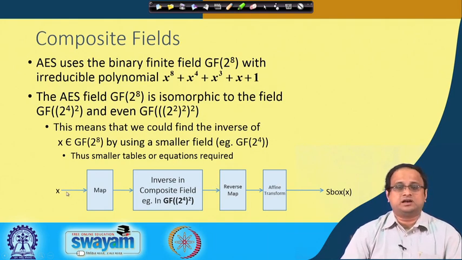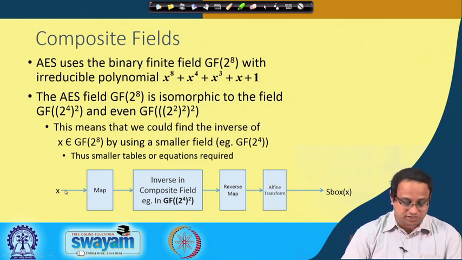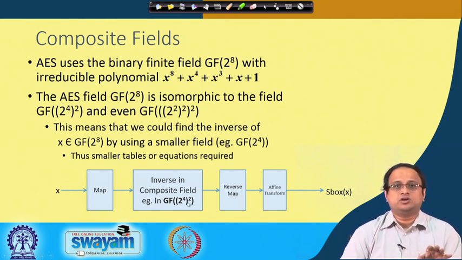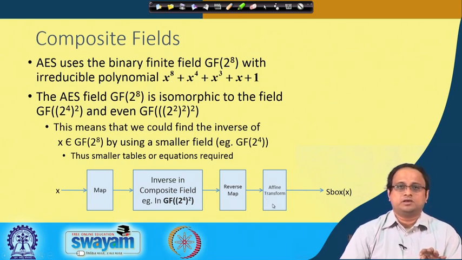You will take x here, and then you will map this x to an element in the composite field. Remember that x was in GF2 to the power of 8. So now you will map this GF2 to the power of 8 into GF2 to the power of 4 squared, and then do the inverse computation in GF2 to the power of 4 squared. Then you will do a reverse map to bring the result back to GF2 to the power of 8, and then you can do an affine transformation. Remember that the affine transformation has to be done, because you finally want your algorithm to produce the correct result as per the specification of AES.